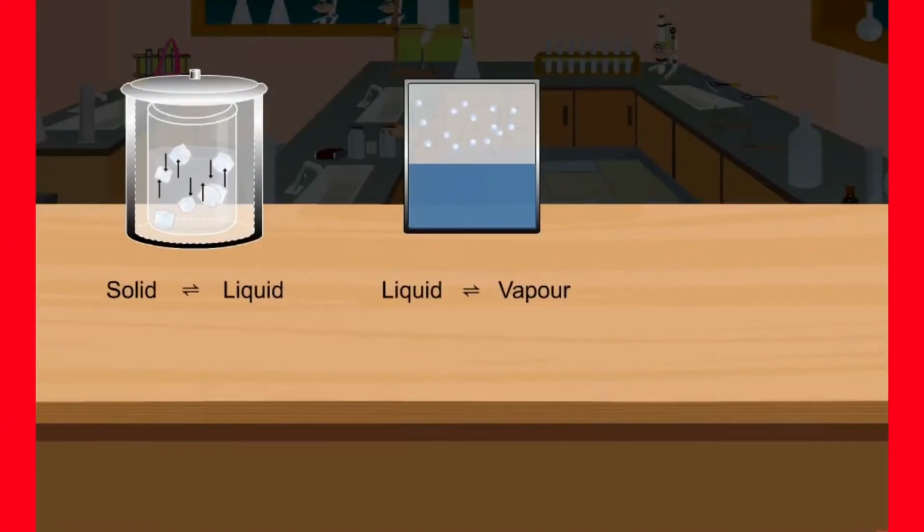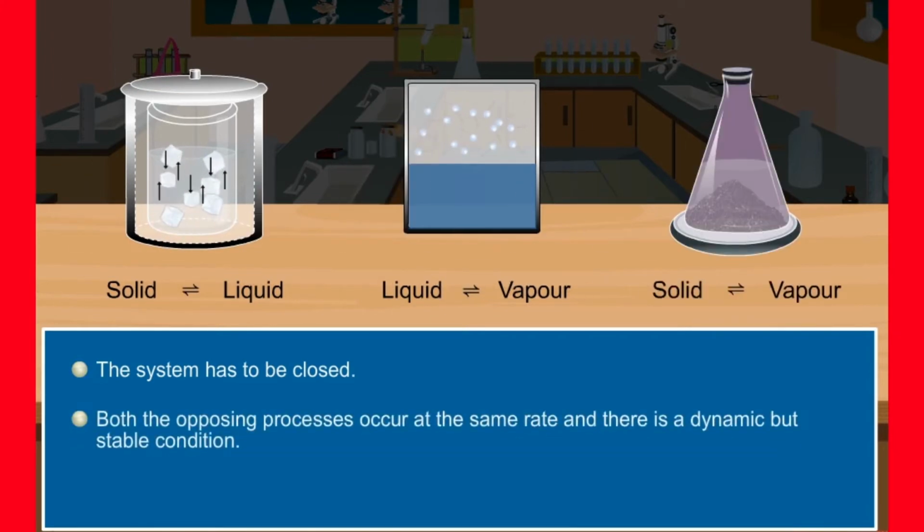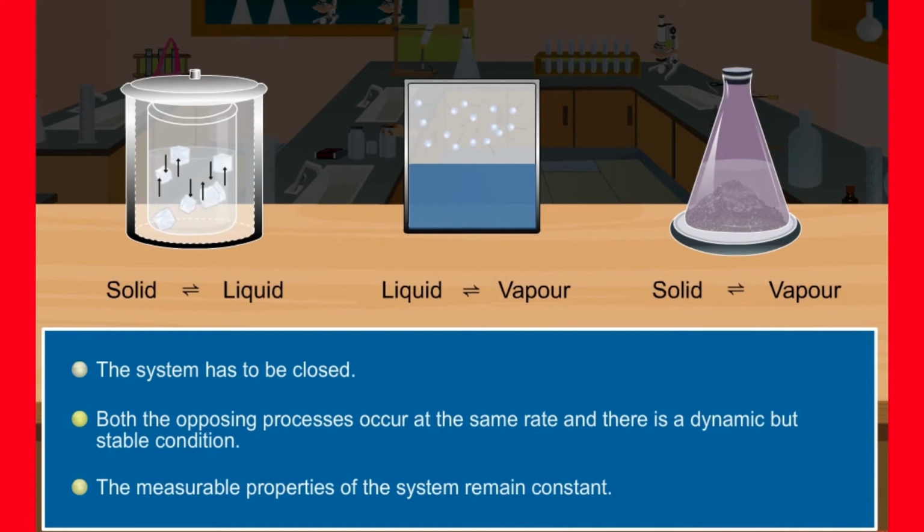General characteristics of equilibria involving physical processes. Let us now briefly discuss the characteristics of equilibria involving physical processes. The system has to be closed. Both the opposing processes occur at the same rate, and there is a dynamic but stable condition. The measurable properties of the system remain constant.